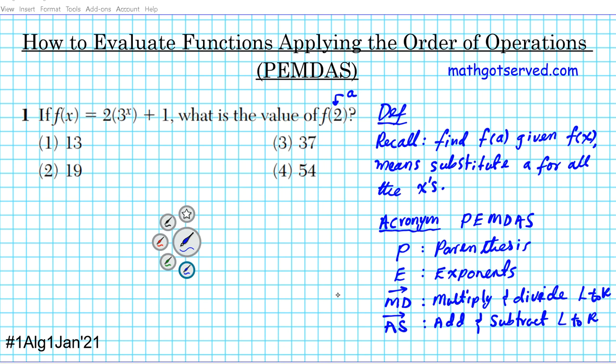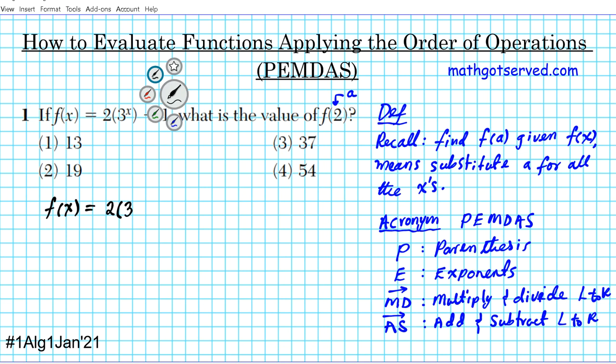So let's go ahead and attack this problem here. We have the original function. Always state the function first before you carry out your substitution to avoid making mistakes. So the function f of x is this exponential function here, 2 times 3 to the x plus 1. It has been stretched and shifted. We are looking for f of 2.